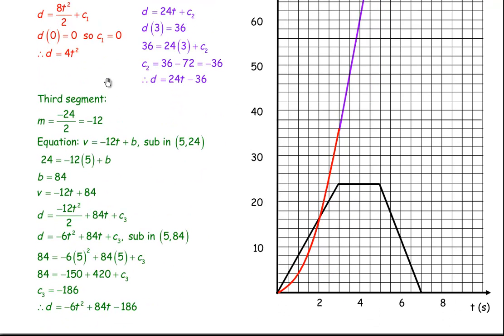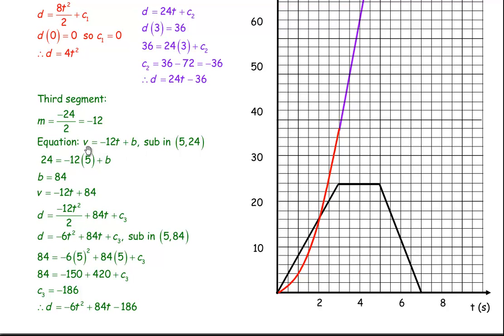So last part, the third segment, is this one right here. And so from 5 seconds to 7 seconds, so 2 more seconds again, it's going from 24 down to 0, so the rise would be negative 24. It's gone down 24 in a time of 2 seconds. So the slope of that's negative 12.